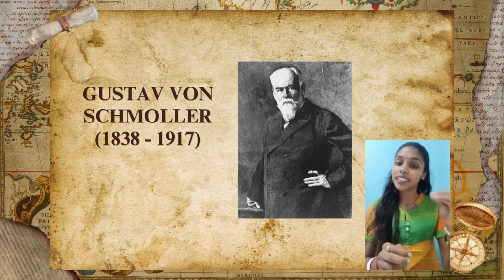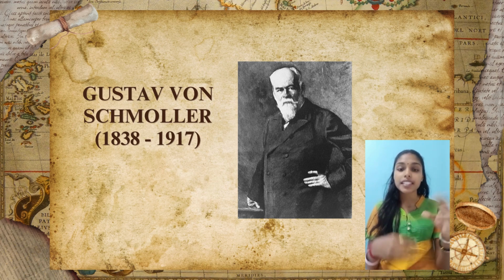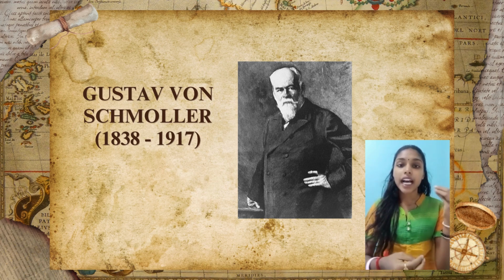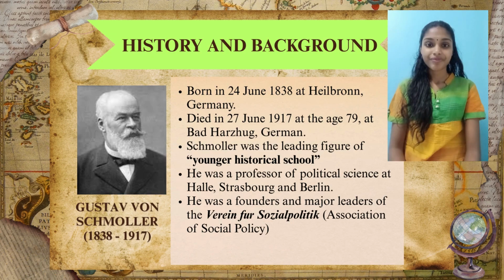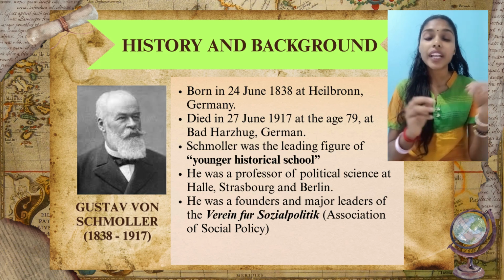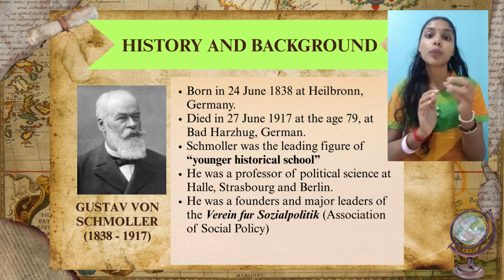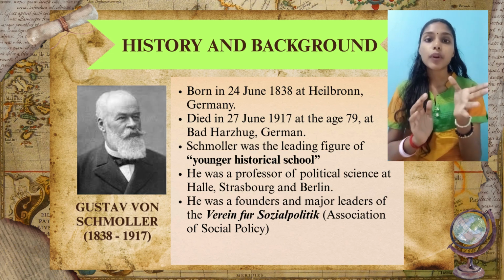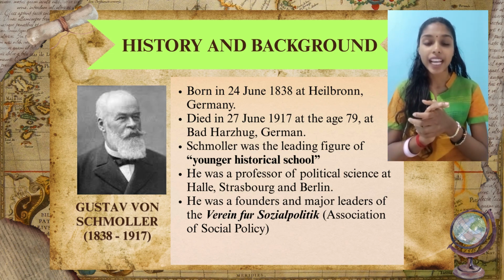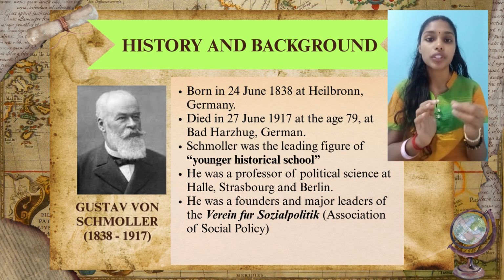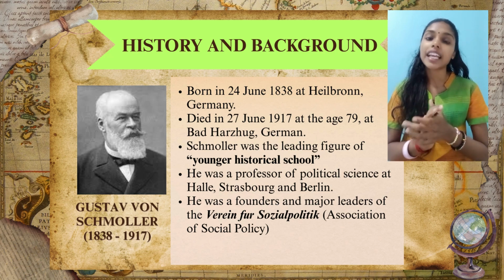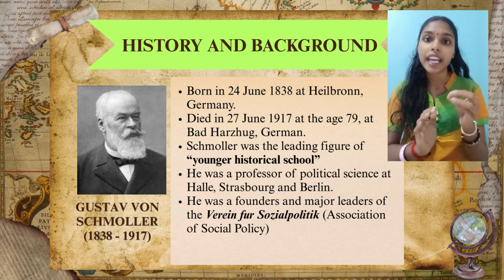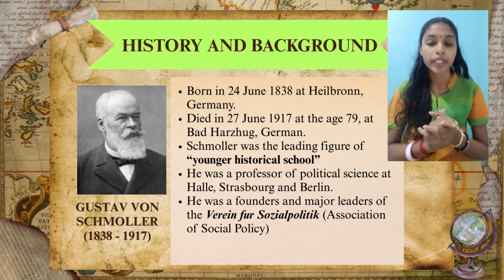Now I want to present the history of Gustav Schmoller and his contributions in developing the ideas of the historical school. Okay, now we look at the life of Gustav von Schmoller. He was born on 24 June 1838 at Heilbronn, Germany. He died on 27 June 1917 at the age of 79 at Bad Harzburg, Germany.